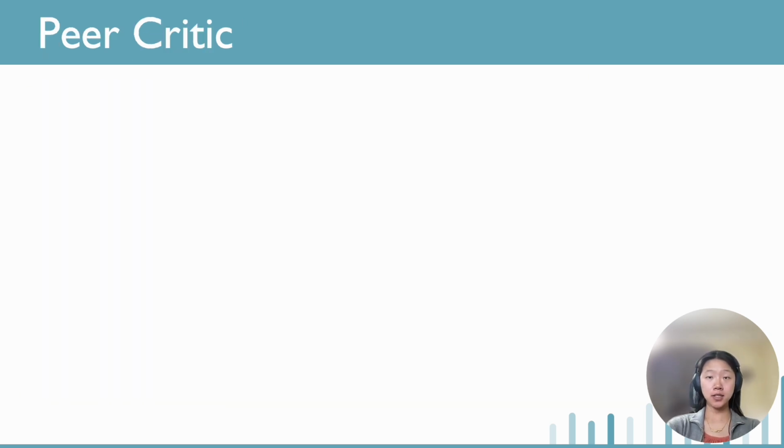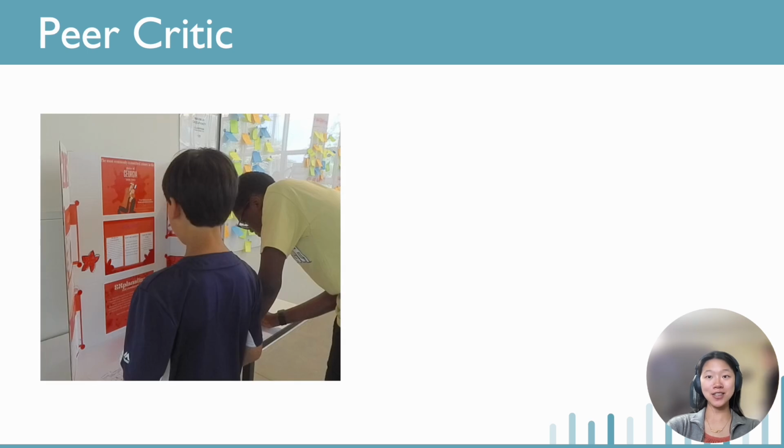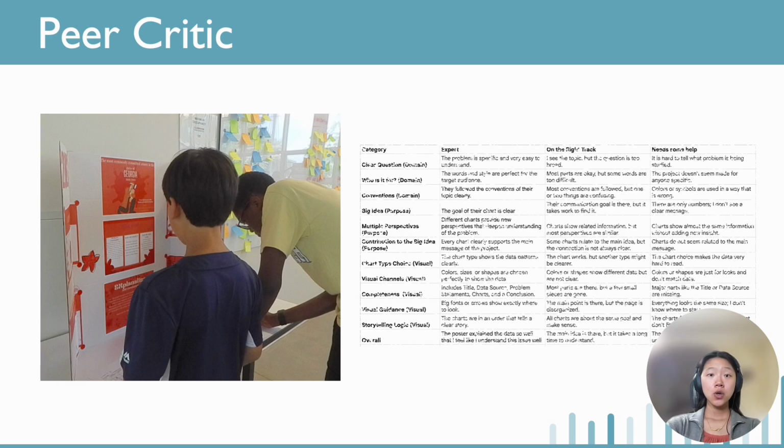Before their final showcase, peer critique gives students a chance to share their work, receive feedback, and revise their data stories. It can also help students practice interpreting others' visualizations and explaining their own design choices. You can use this peer critique rubric to guide students' feedback. Students should be encouraged to comment on whether the problem statement is clear, whether the visualization supports the message, whether the story is easy to follow, and what could be improved.